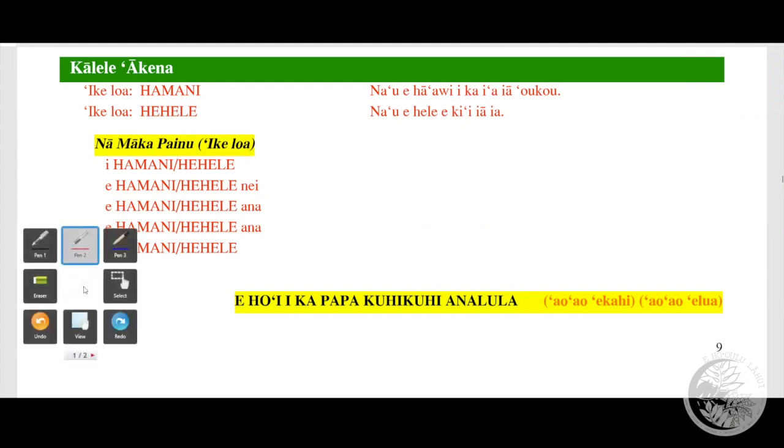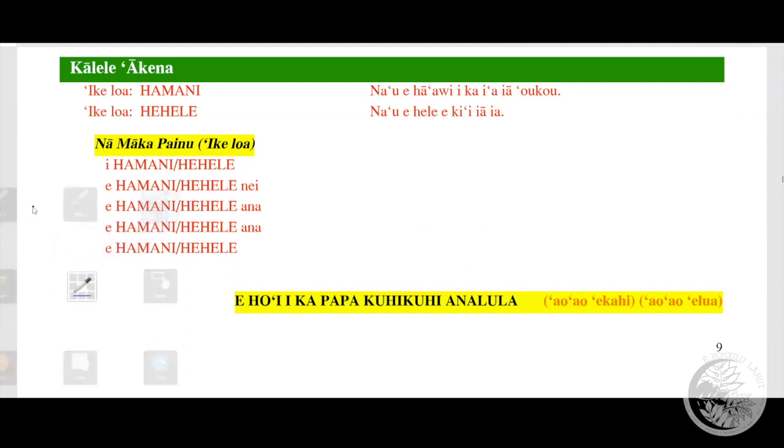Let me change the color here of the word Kālele. The word Kālele means to emphasize, to put stress upon, like to put your weight upon something. And the word ʻākena is something we use often also. ʻĀkena comes from the English word agent. And anytime you hear the word agent, you should always connect it with some kind of action, and more importantly, a responsibility to the action, that someone is responsible for the action.